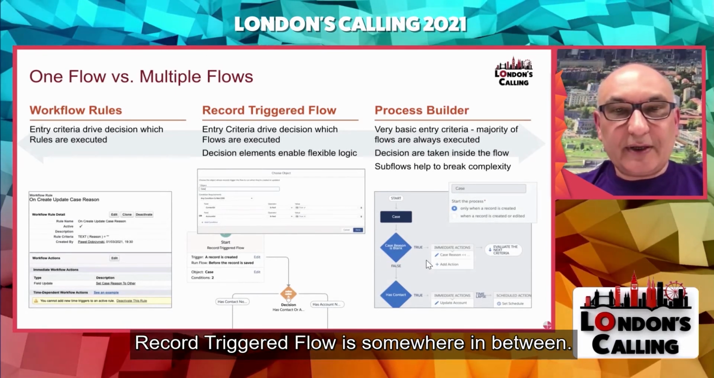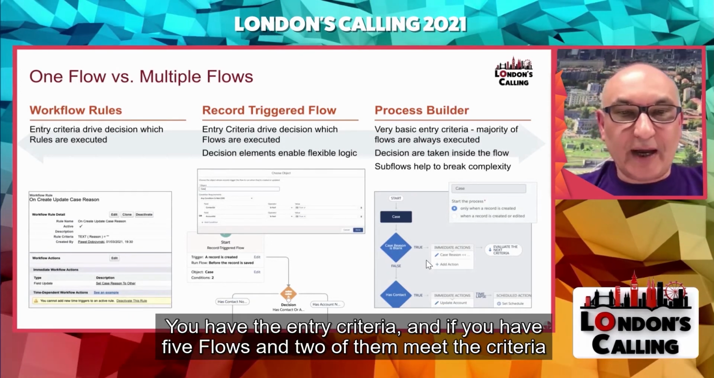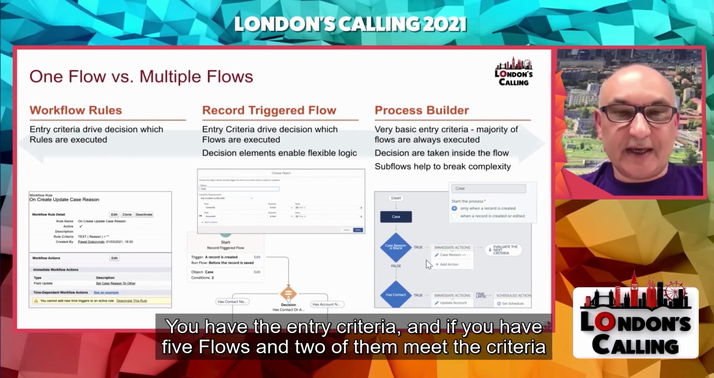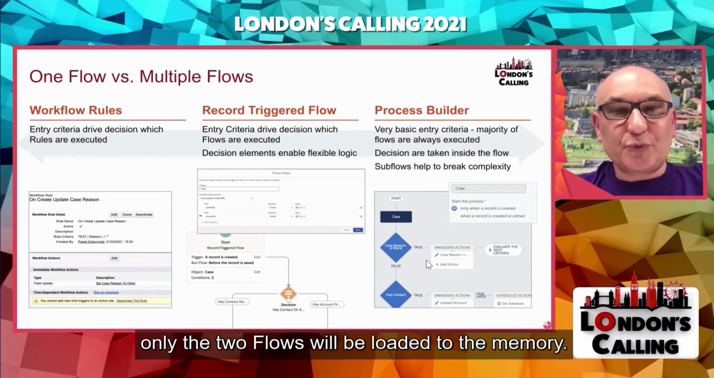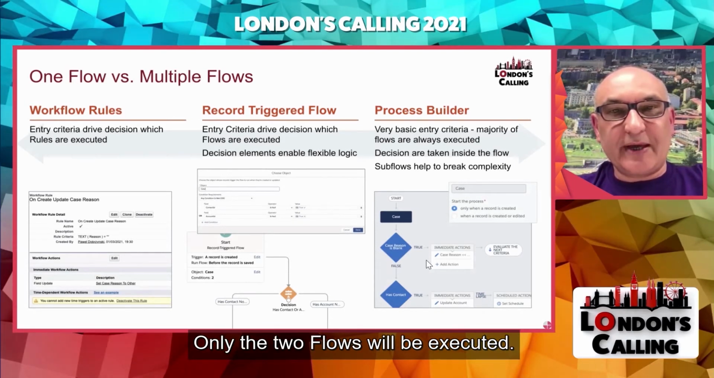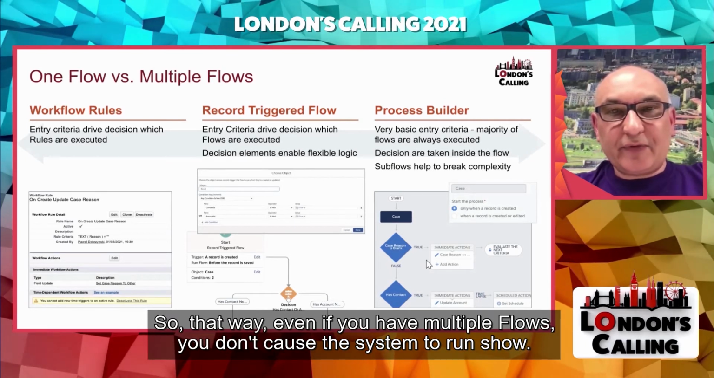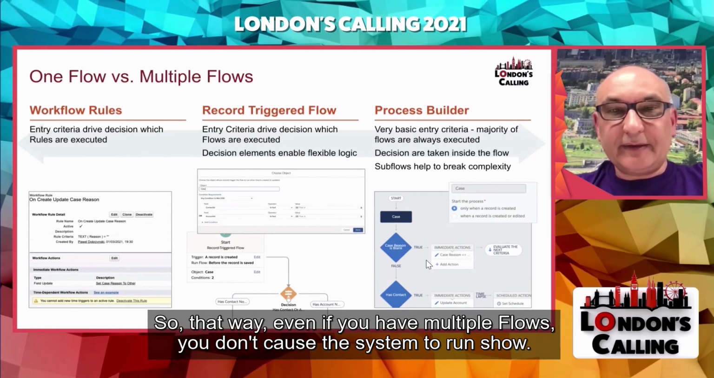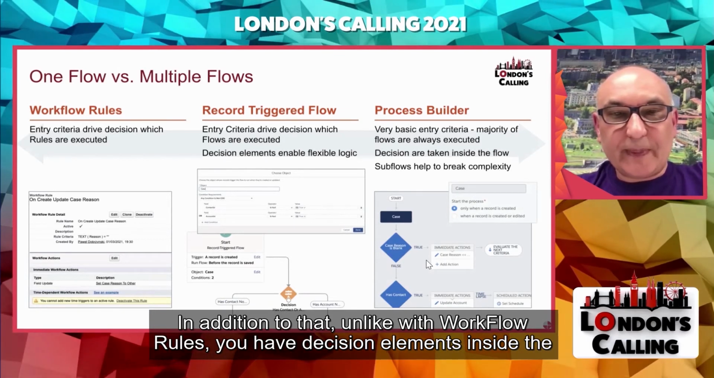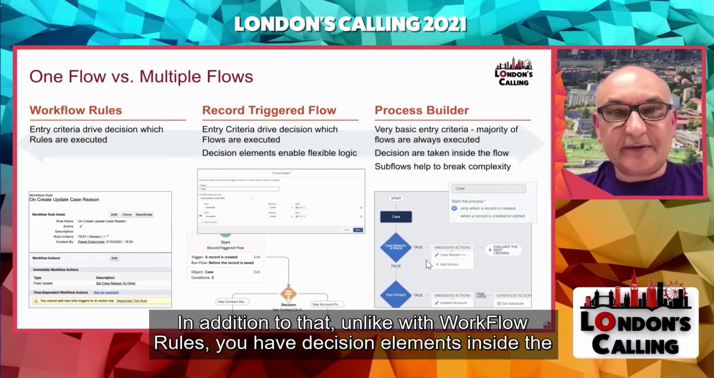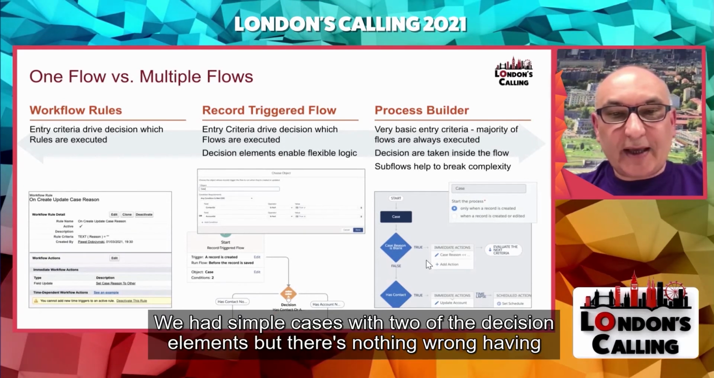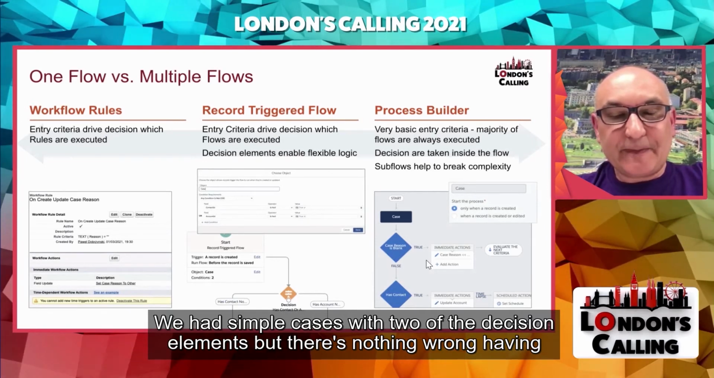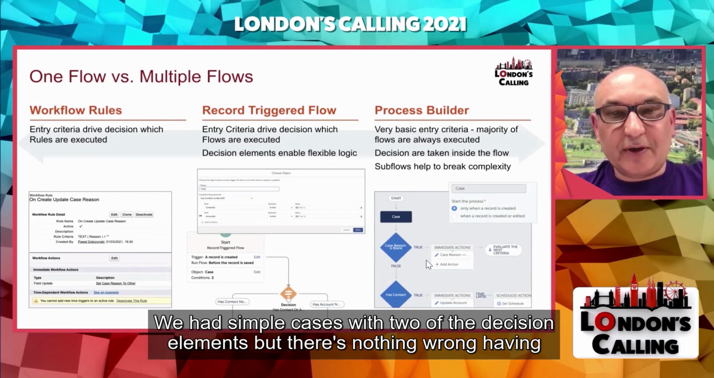And record triggered flow is something in between. So you have your entry criteria, and if you have 5 flows and only 2 of them meet the criteria, only the 2 flows will be loaded to the memory, and only the 2 flows will be executed. So that way, even if you have multiple flows, you don't cause the system to run slow. And in addition to that, unlike with workflow rules, you have decision elements inside the flow itself. And we had simple cases with two exits from the decision elements. But basically, there is nothing wrong with having more than 2.